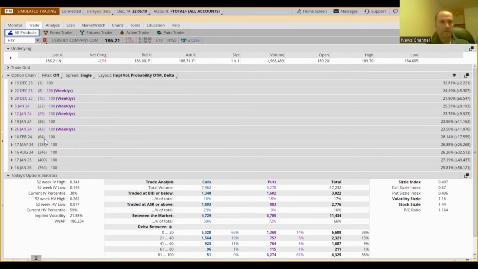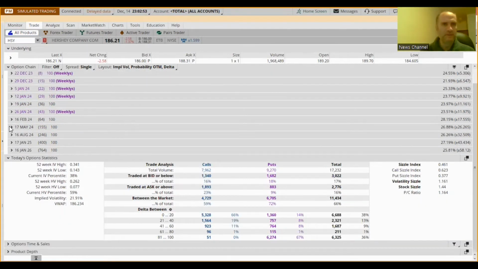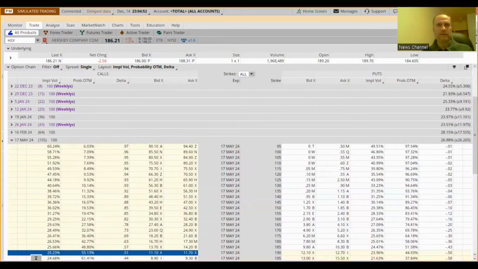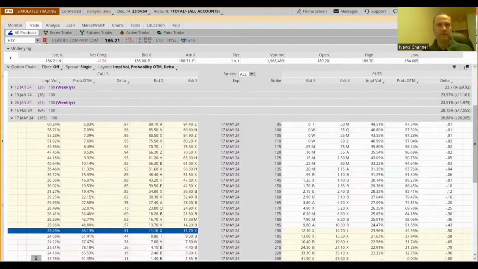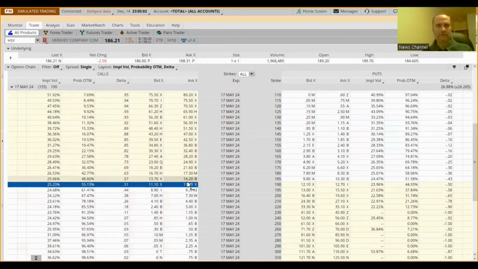Okay, this is over 2 months. This is over 4 months. So I'm going to choose the 4 months expiration. Closest is May 17th, 2024, so I'm going to select that. So looking for something at the money. Price now is at 186.21. There's a 185, but I want to select something that's above the price. So the next closest strike price will be the 190.